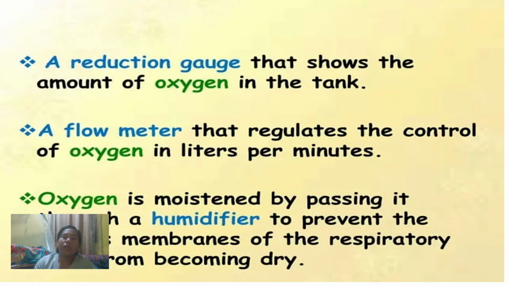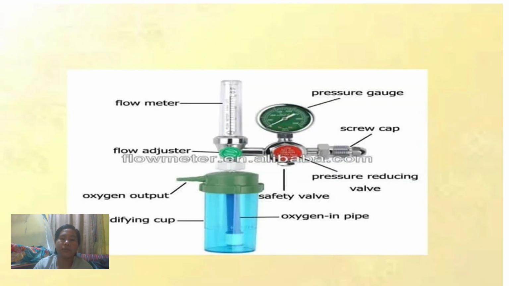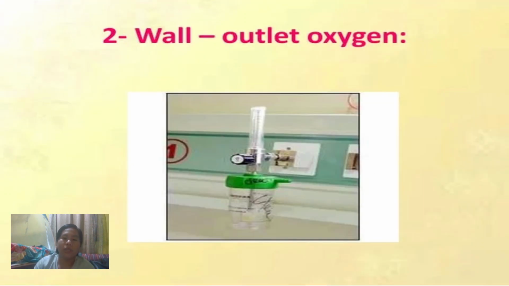A reduction gauge shows the amount of oxygen in the tank. A flow meter regulates the control of oxygen in liters per minute. Oxygen is moistened by passing it through a humidifier to prevent the mucous membranes of the respiratory tree from becoming dry. Wall outlet oxygen.